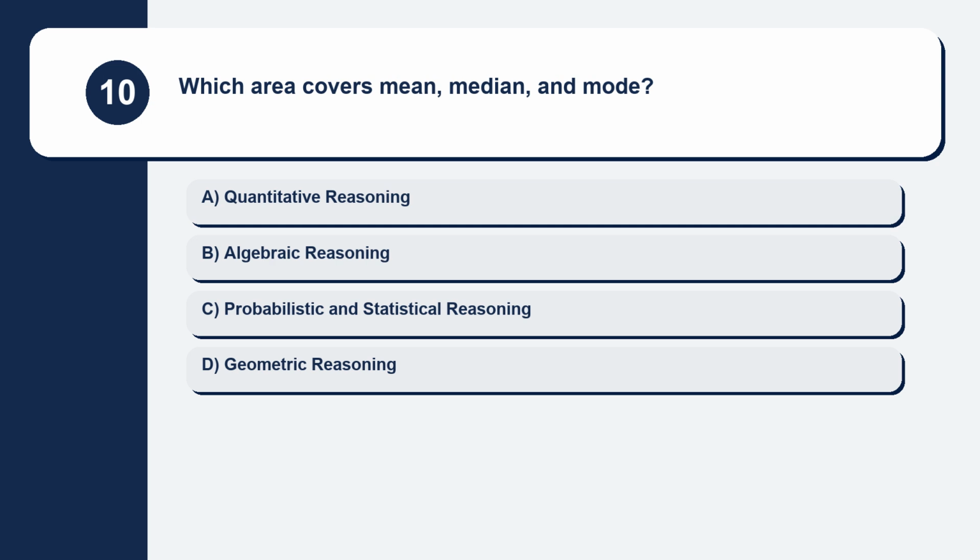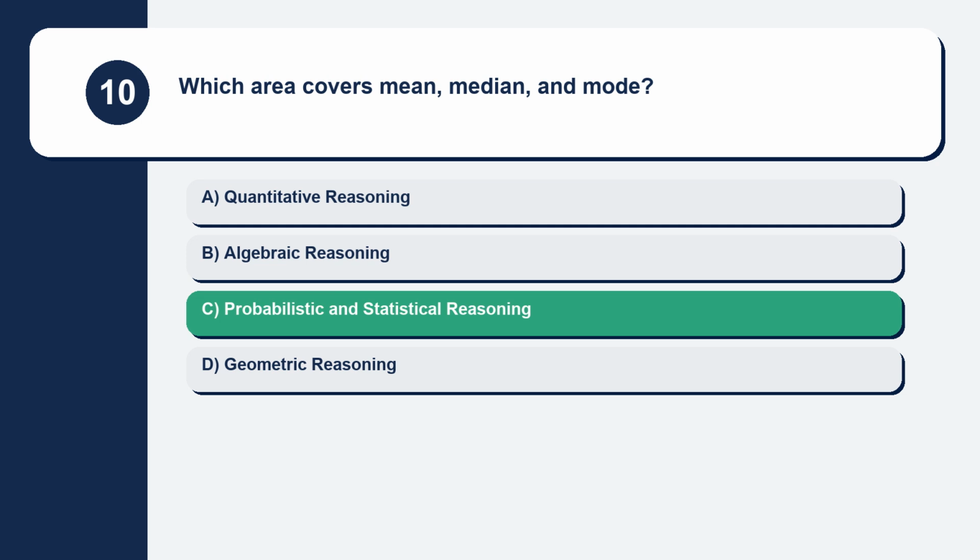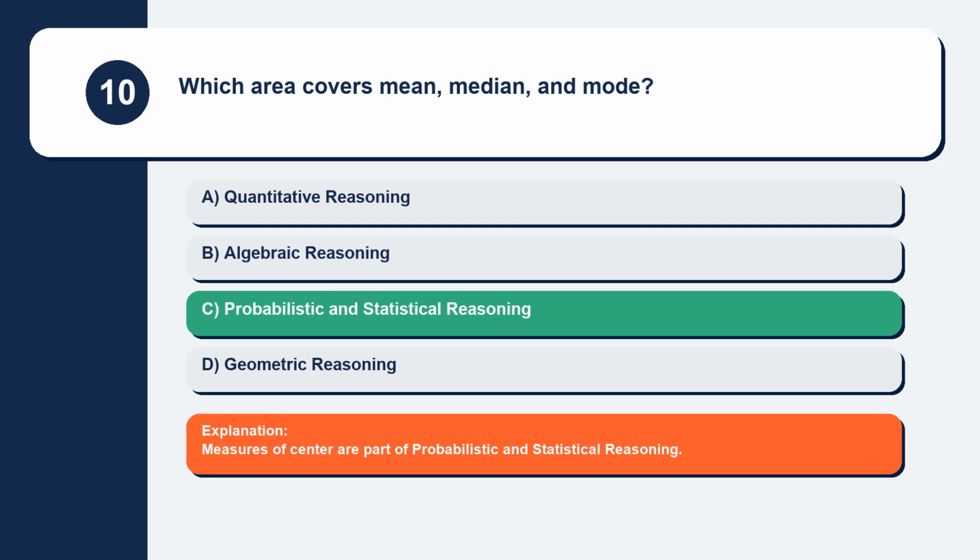Question 10. Which area covers mean, median, and mode? Quantitative reasoning. Algebraic reasoning. Probabilistic and statistical reasoning. Geometric reasoning. Measures of center are part of probabilistic and statistical reasoning.